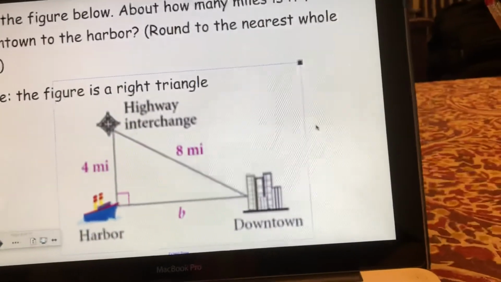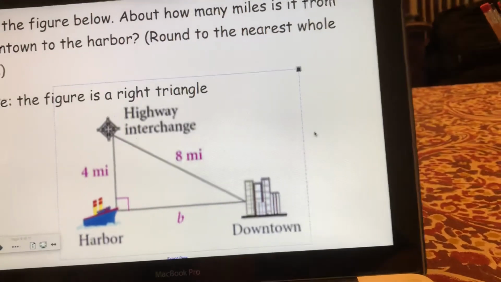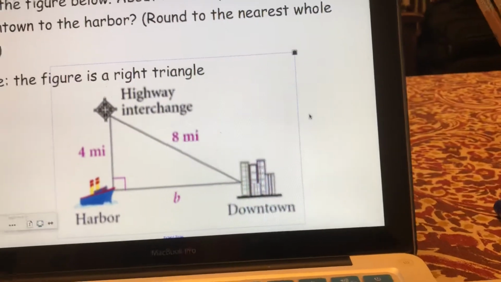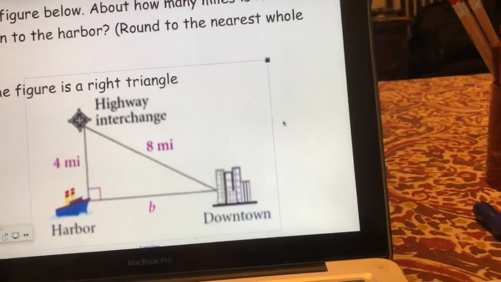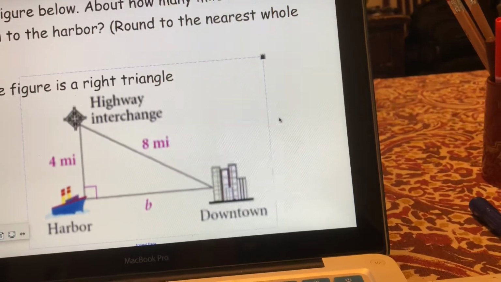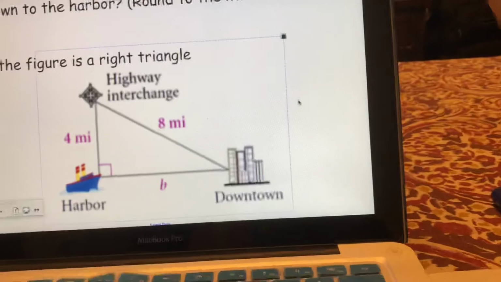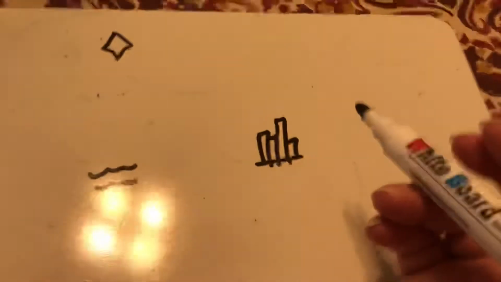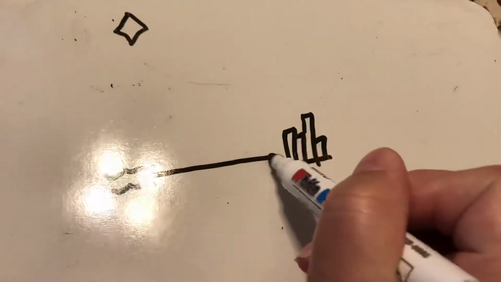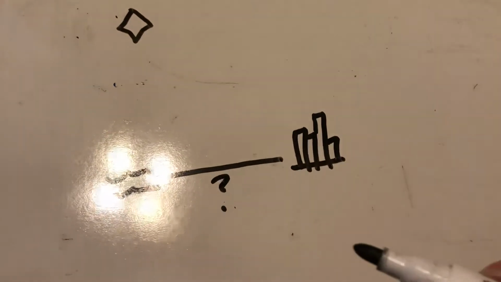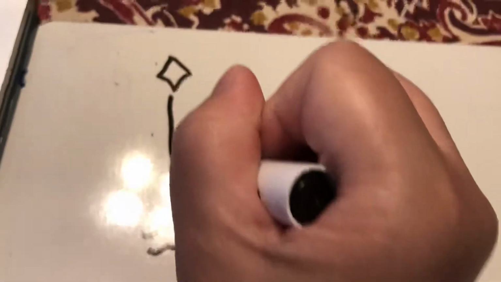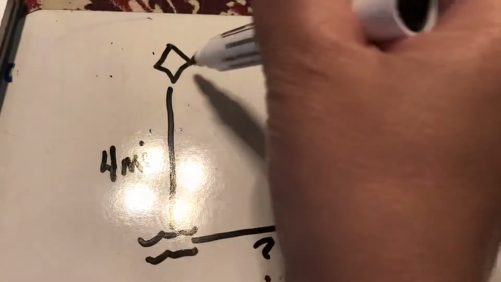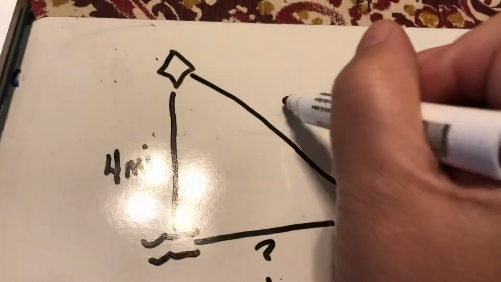We have our highway exchange. So normally, for something like this, you would have a picture or a map. And by using your map, you would be able to figure out what this distance is that you're looking for. So here's my picture, and I'm looking for what this distance is right here. And I know from the highway to the harbor, it is 4 miles. And I know from the highway to downtown, it's 8 miles.